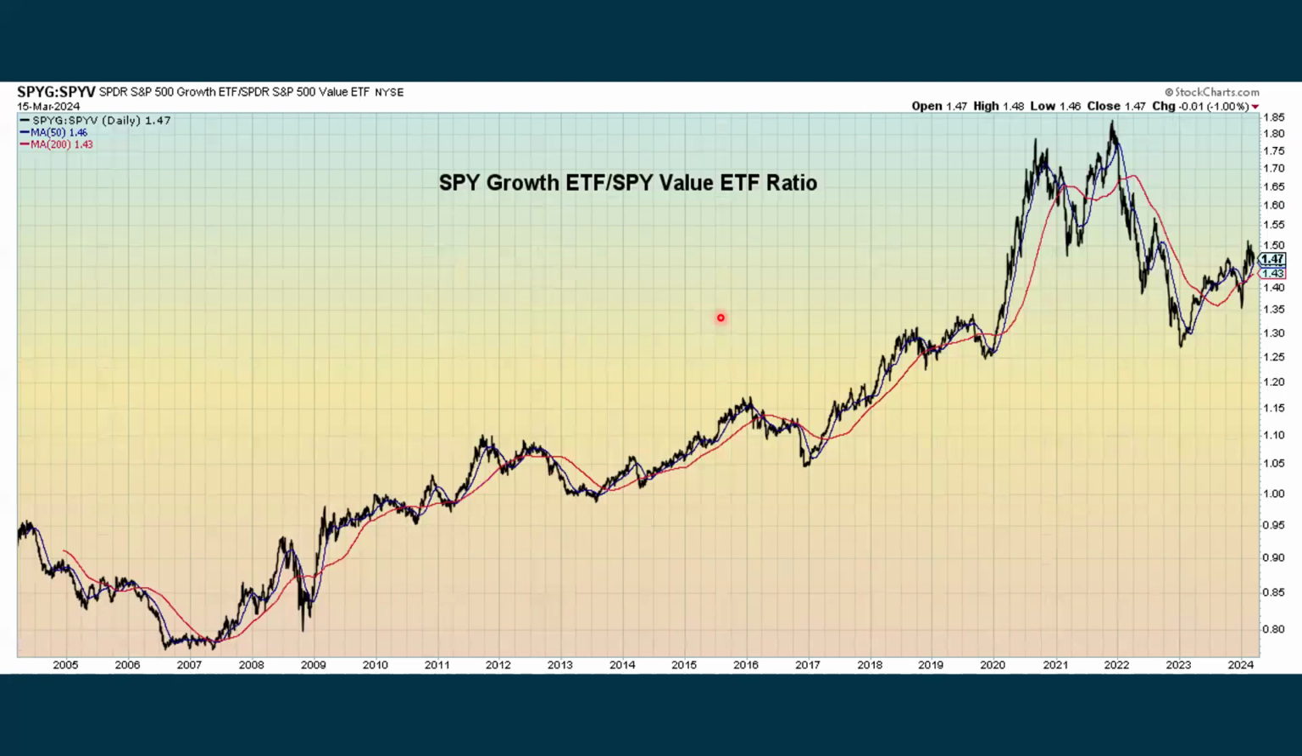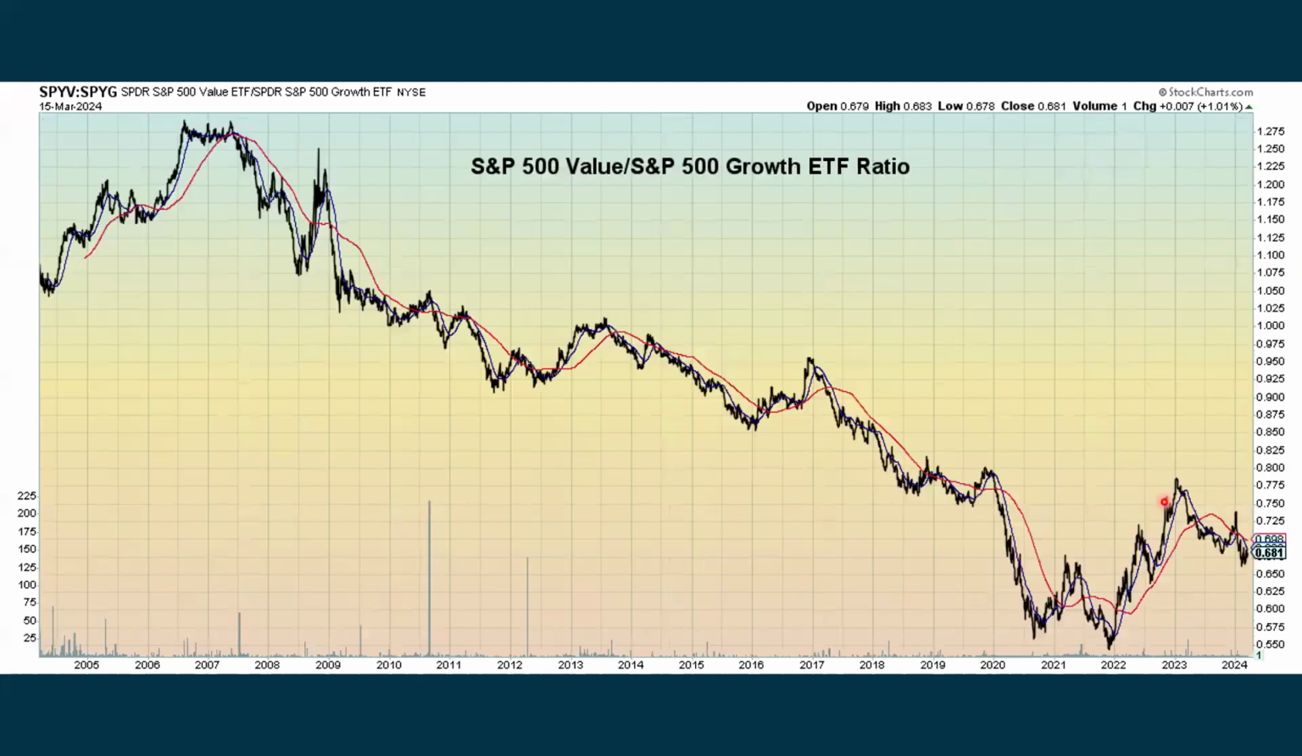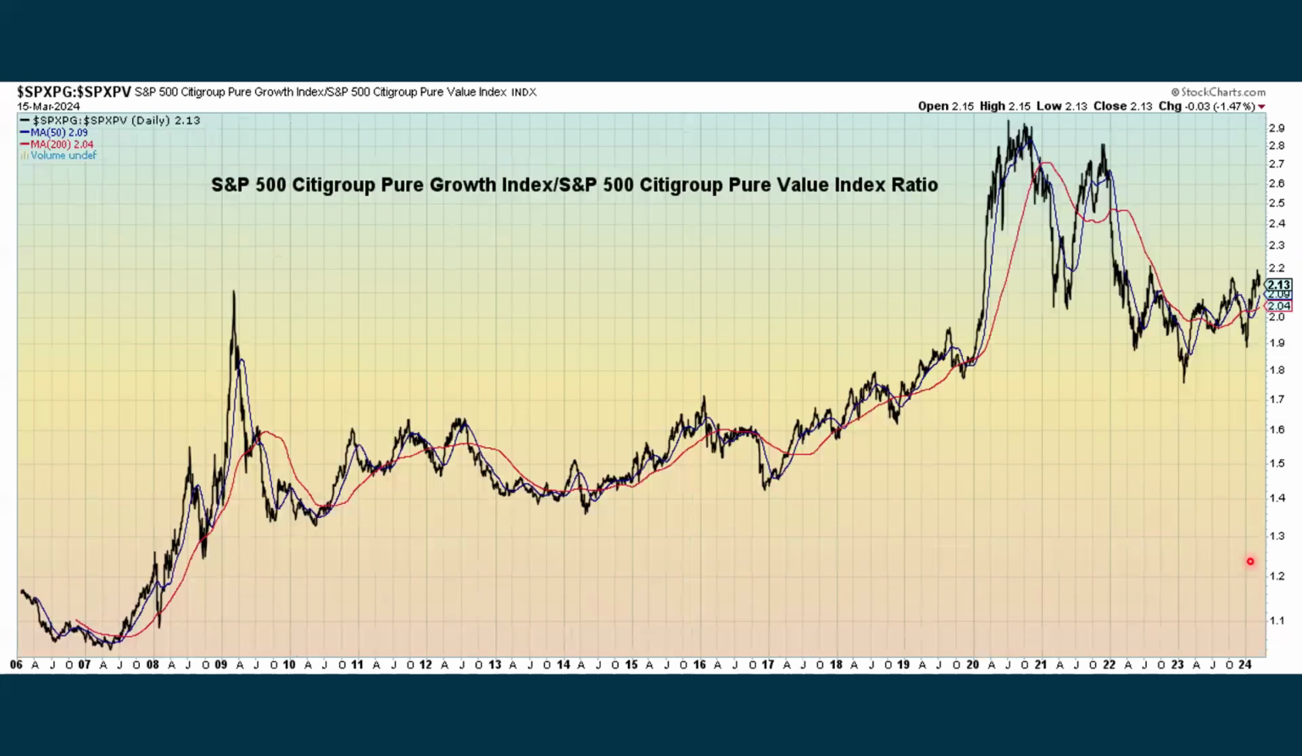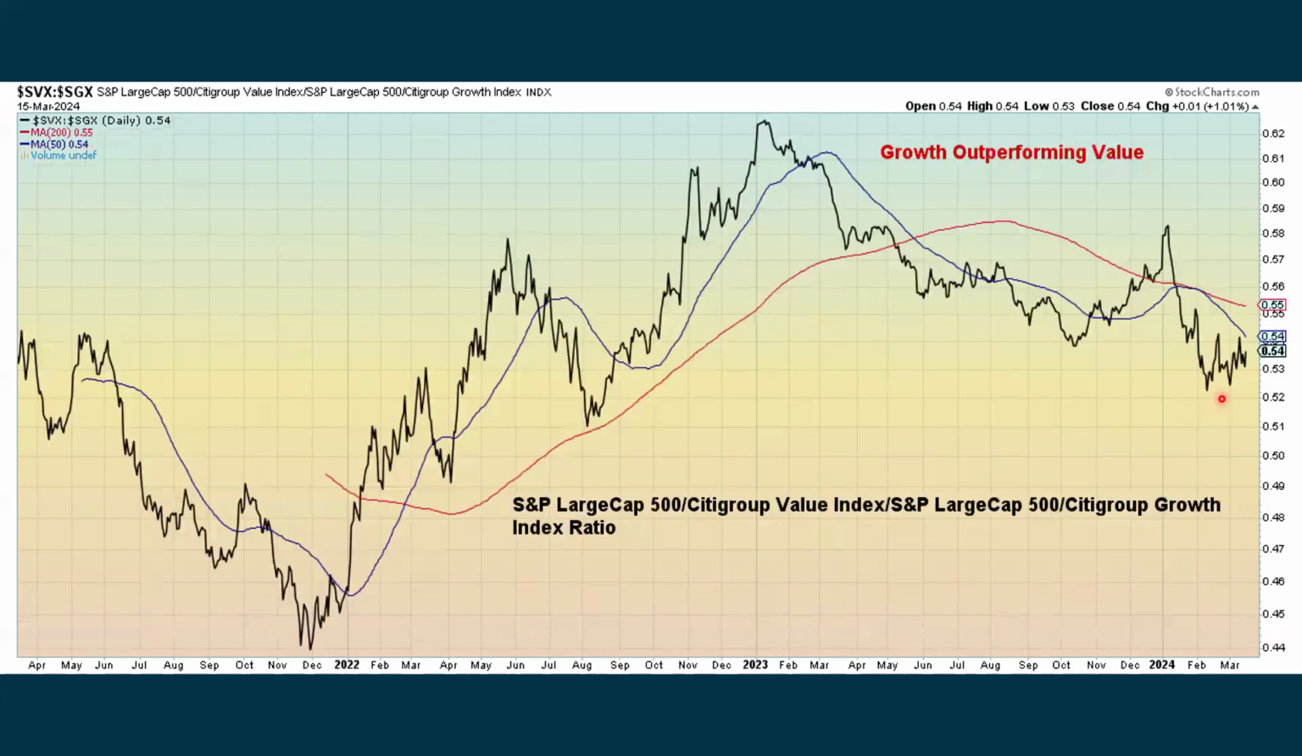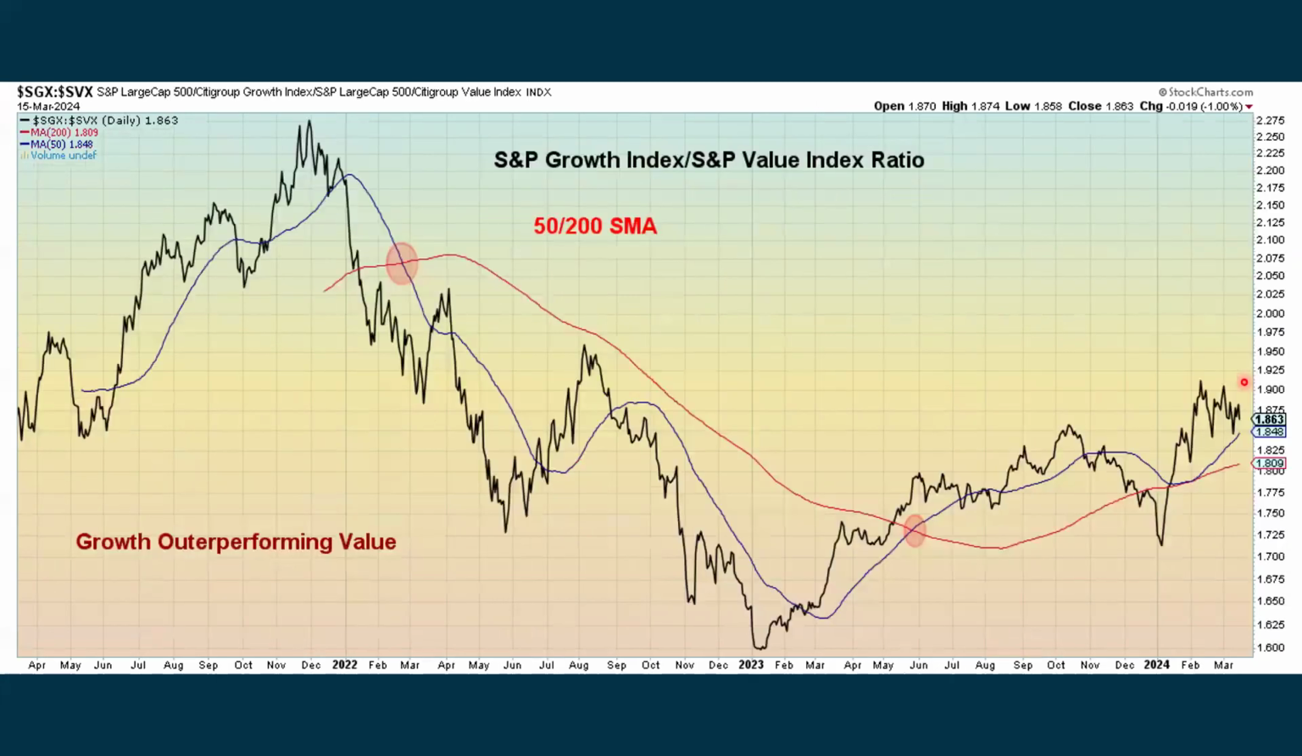Then this is looking at a growth to value ETF ratio, showing that growth is outperforming, even though lately it's been pulling back. This is showing how value is underperforming, even though it's been seeing a bit of a bounce. And here's another look at the peer growth indexes, showing how growth is outperforming value, even though they're both in uptrends independently. Then this is a little shorter term look at value to growth, showing how value has been underperforming. And then this is another look showing how growth is outperforming value.